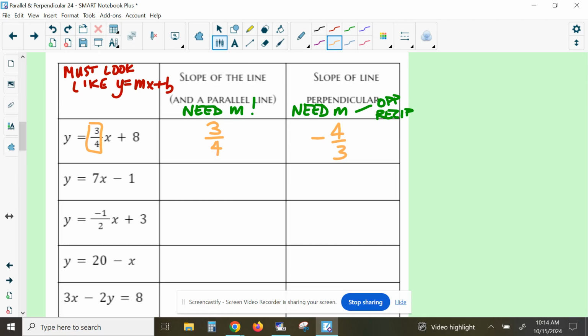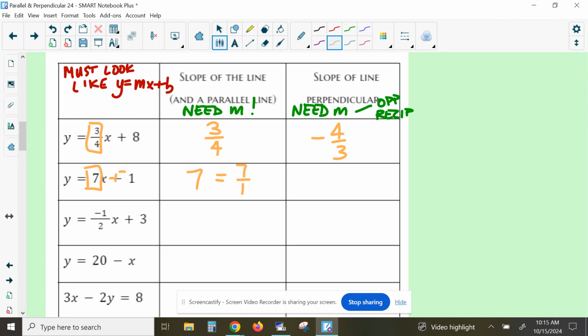Okay, next one. Is it in slope intercept form? y equals mx plus b? Kind of. What's the only thing that's wrong with it? It's not a fraction. You might want to change this to plus negative if you're identifying the b, which we're not, but that's a good strategy. The slope is 7, but we need to write it in fraction form. What does the fraction form of 7 look like? 7 over 1. And obviously you're going to need that.